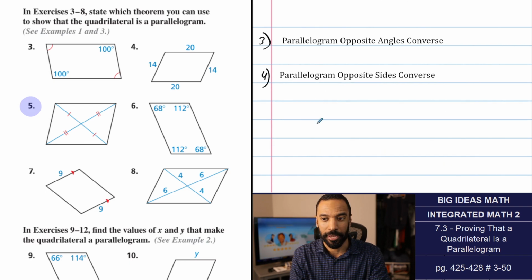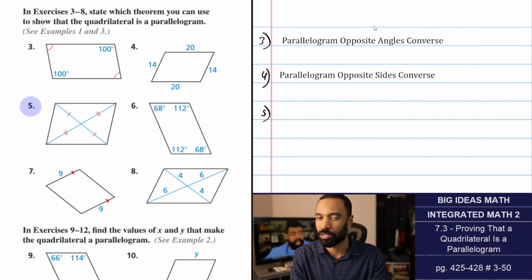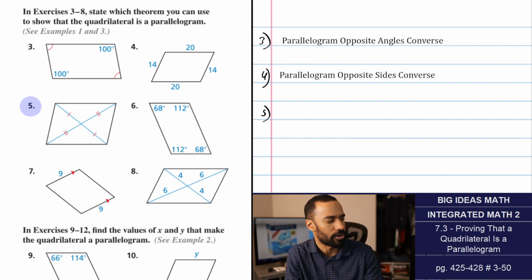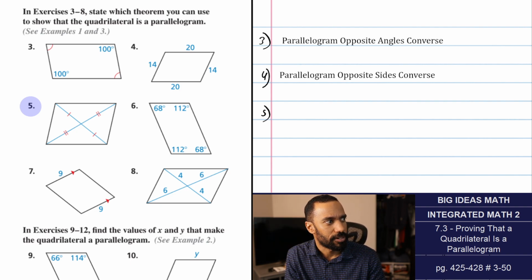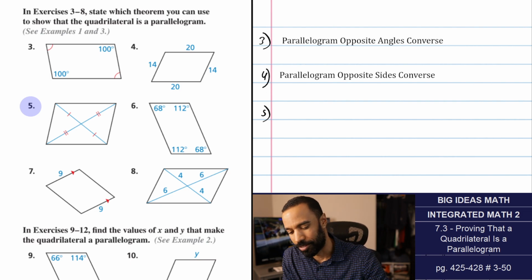Number 5. This is literally all we're naming, huh? So number 5. This is a parallelogram by the parallelogram diagonals bisect each other converse. This one had a shorter name. Oh, I should look this thing up. Hold on. Diagonals bisecting each other converse. I think it was three words. Let me figure out what it was. Sorry about this. I'll remember after this. Parallelogram diagonals converse.